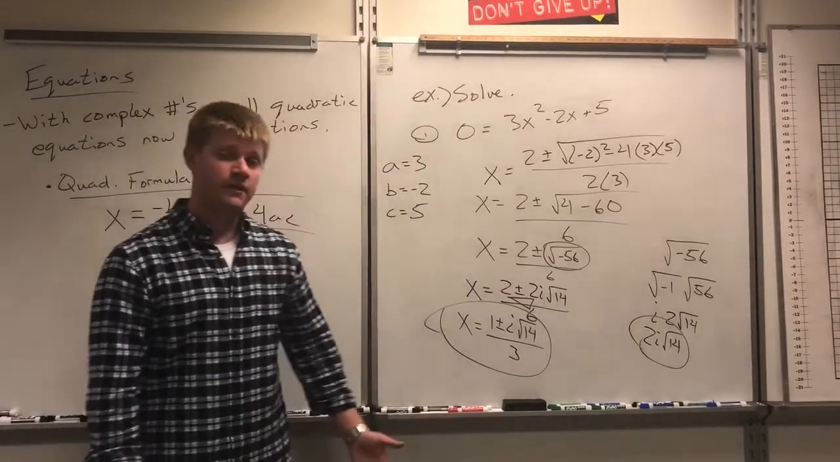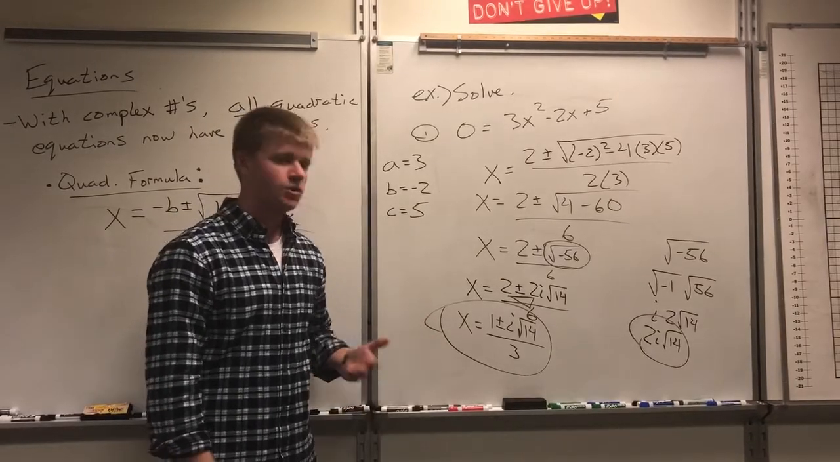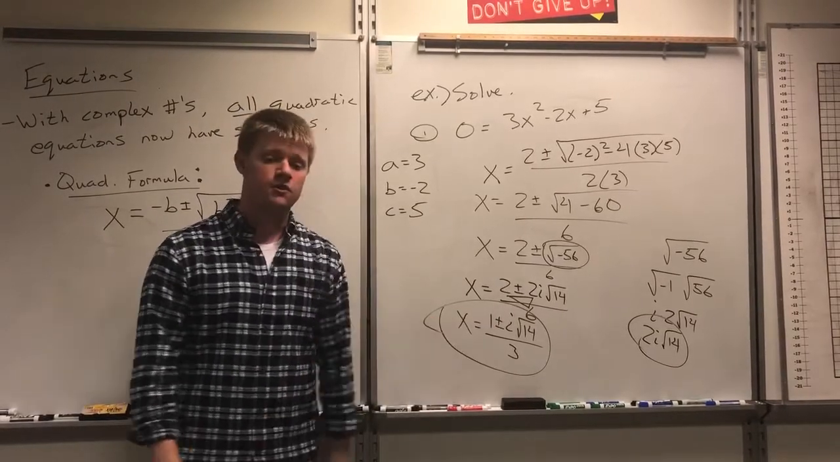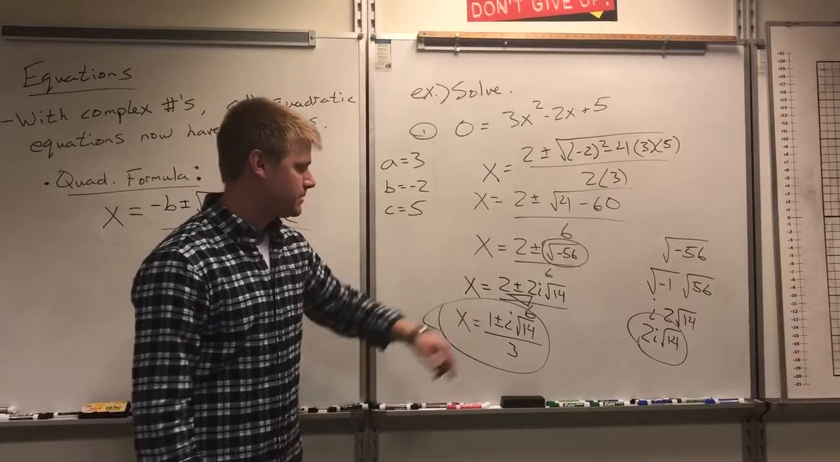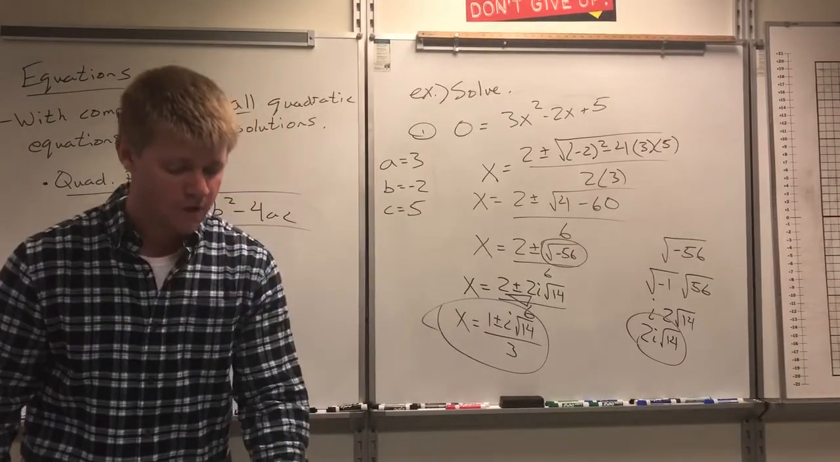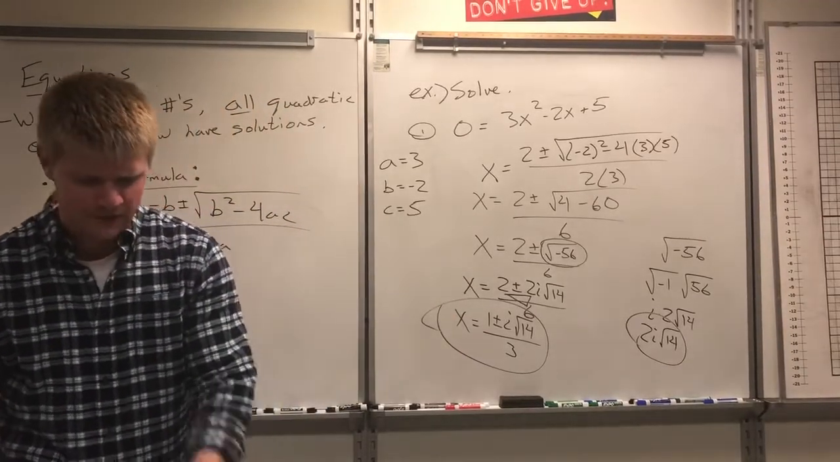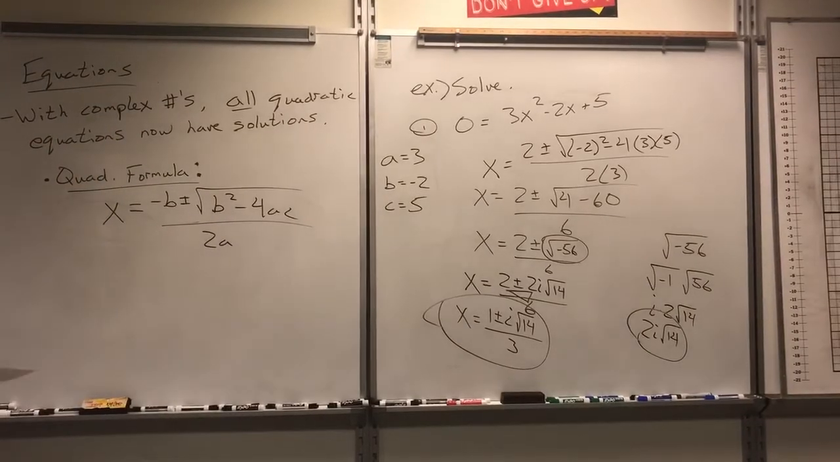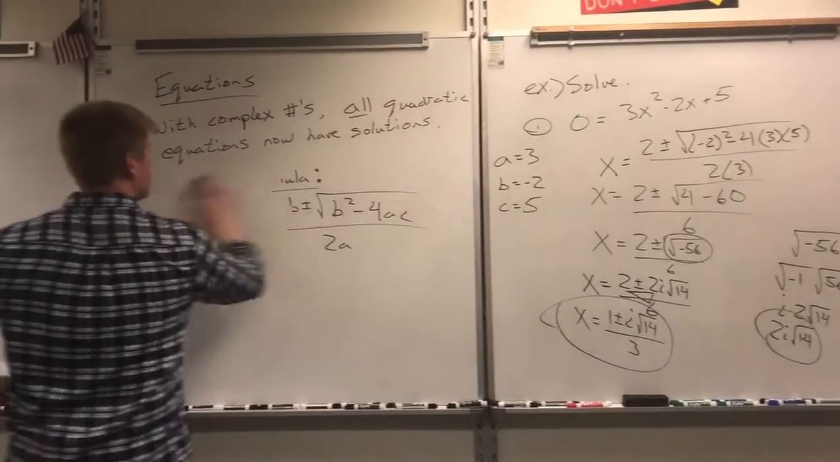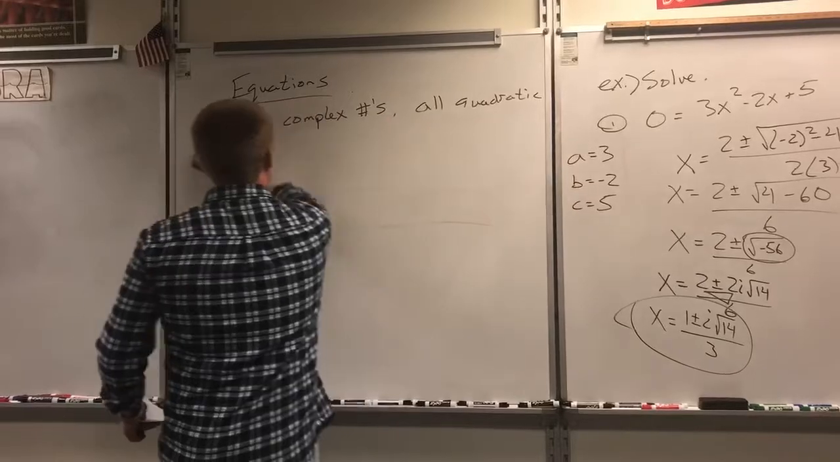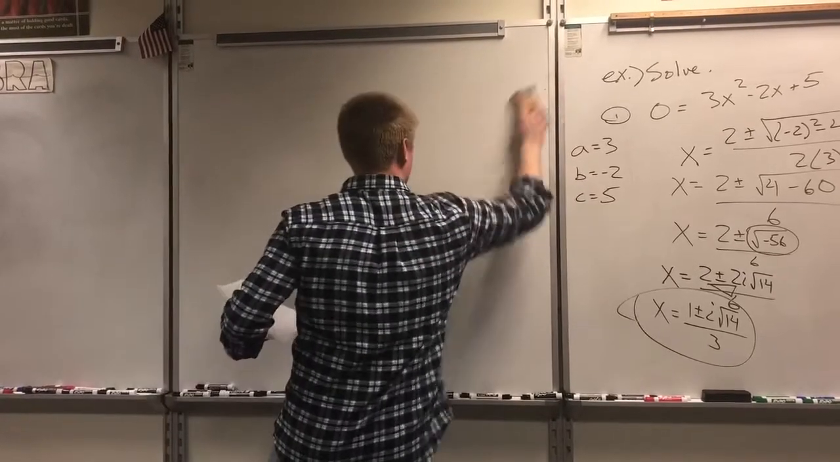So again, final answer, they're imaginary solutions or complex, but now we can solve any quadratic equation. So 1 plus or minus i radical 14 over 3 would be the solutions there. Final example. So one more equation.